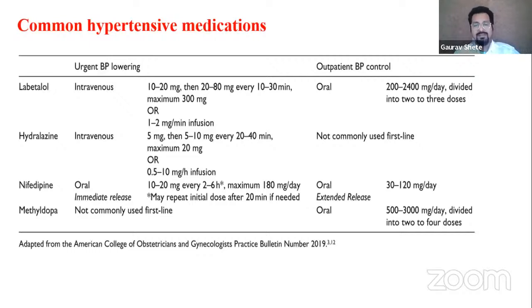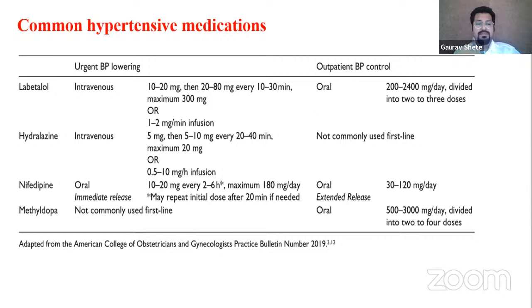Maximum dose is 220 mg injectable, and oral for patients whose BP is well controlled, we can start with 100 mg twice daily initially, and you can increase the dose from 200 mg to 2400 mg per day in 2 to 3 divided doses. Hydralazine is another intravenous drug that can be given, 5 mg every 10 to 20 minutes and maximum up to 20 mg.